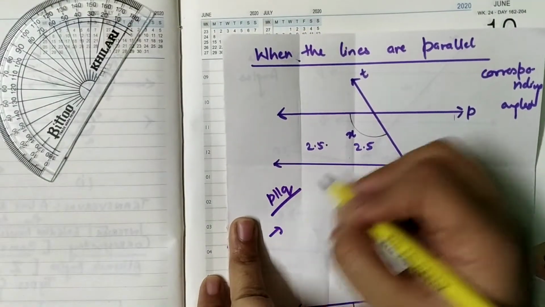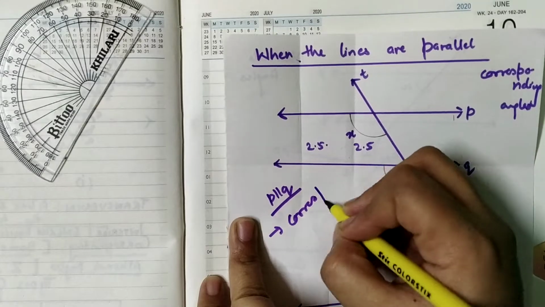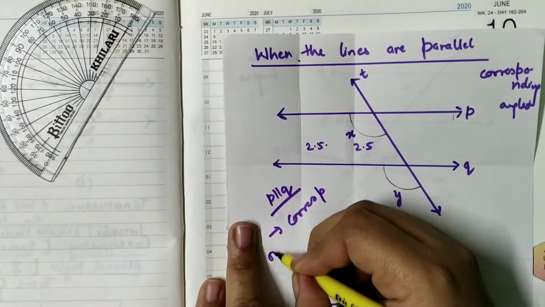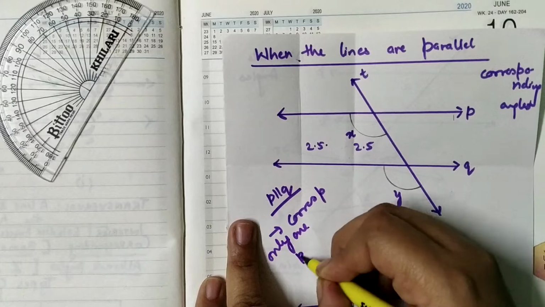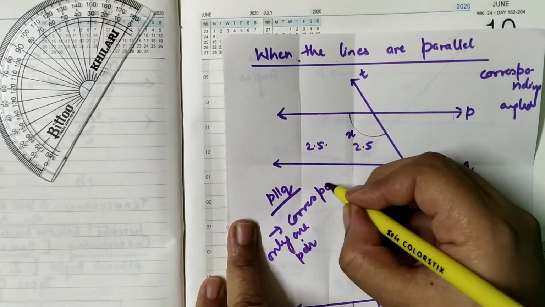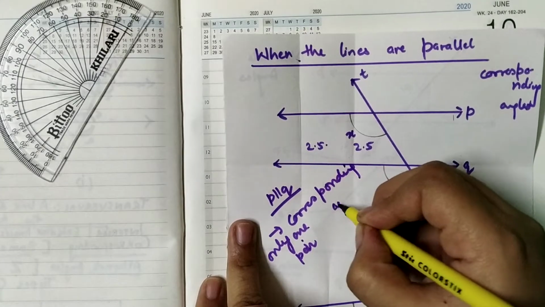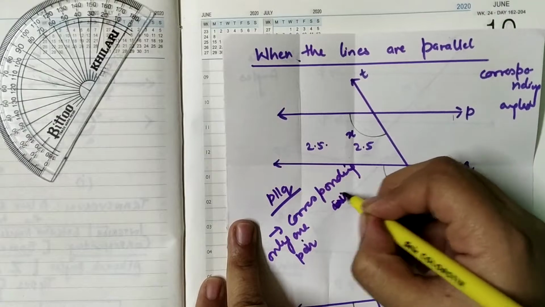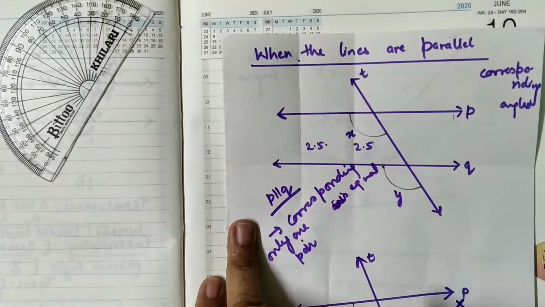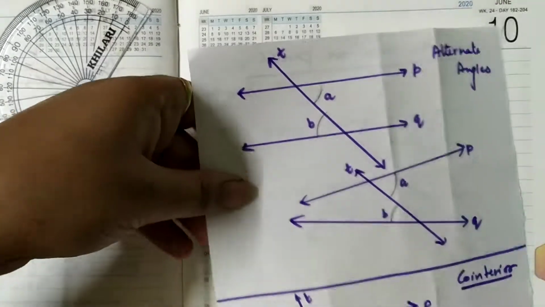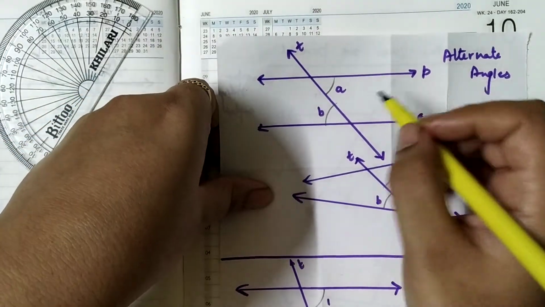So this is the case when the corresponding angles are equal, or you can say that even one pair of corresponding angles is equal. So we will check the situation for the other cases also.